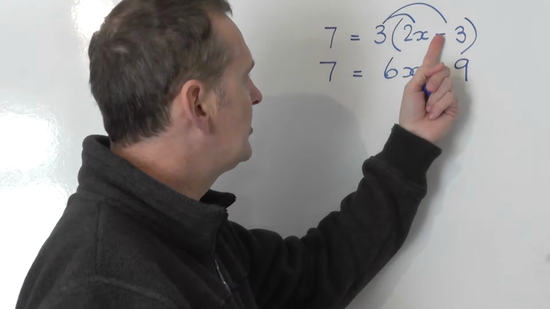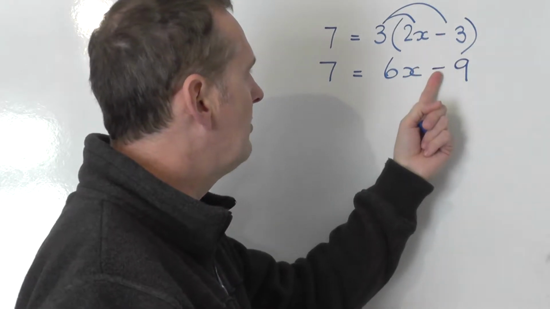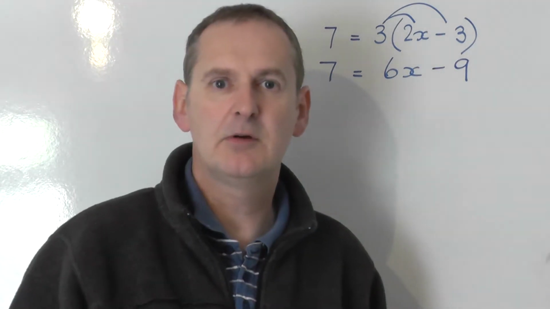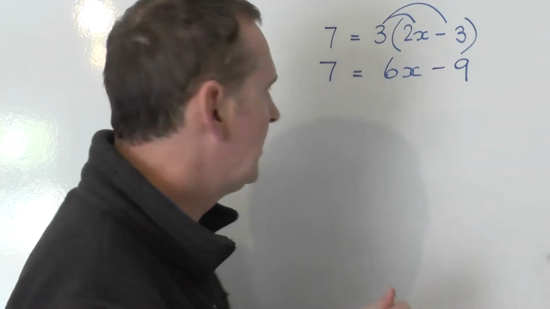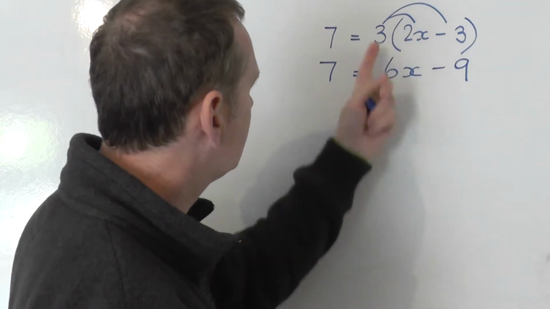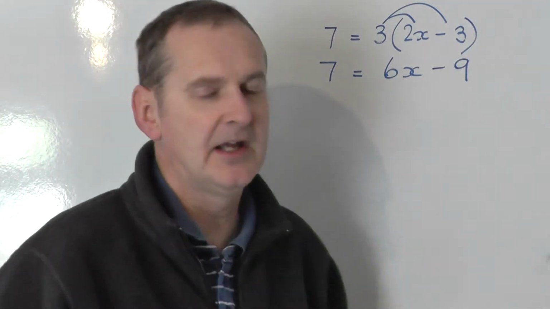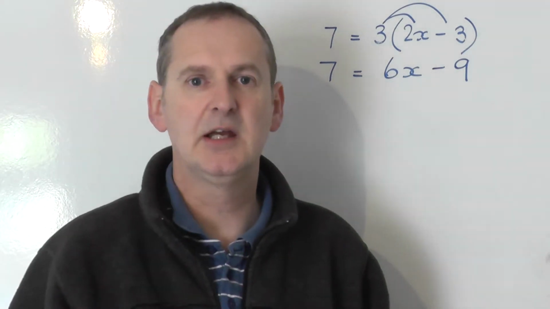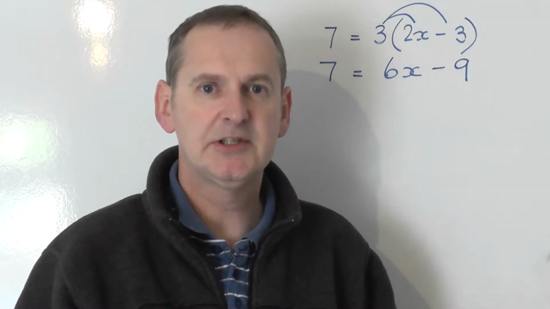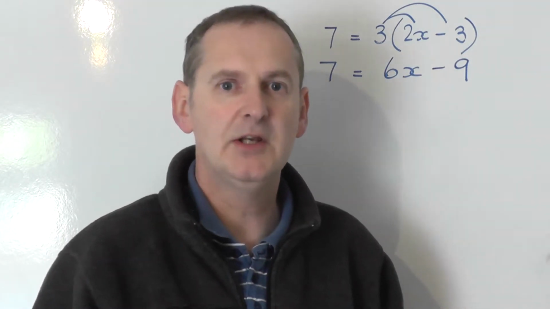Don't automatically assume that because there's a minus there, that will become a minus there. In harder questions, that might catch you out. So I'll say it again, 3 times 2x, 6x, 3 times negative 3, negative 9. So I now have that 7 equals 6x minus 9. No bracket present, let's just proceed as an ordinary easy equation now.